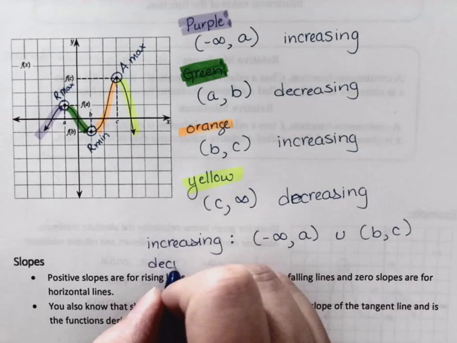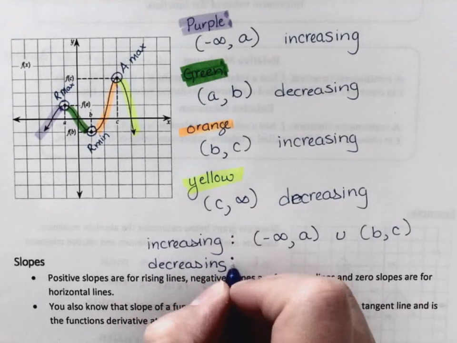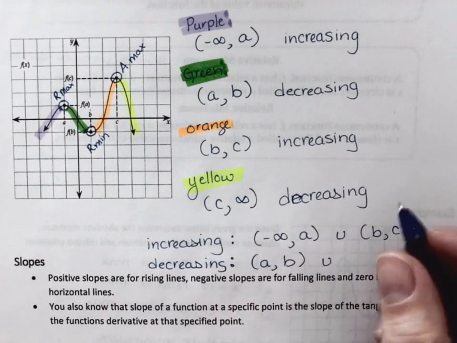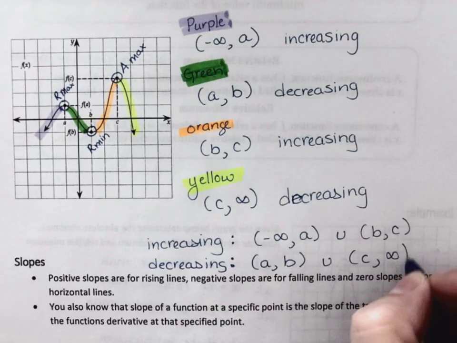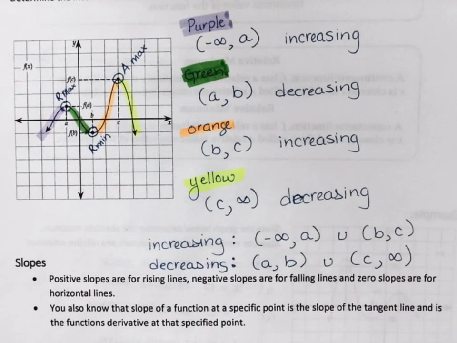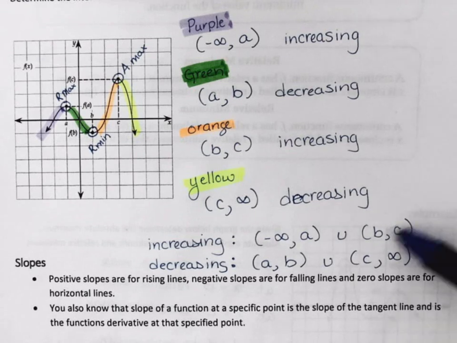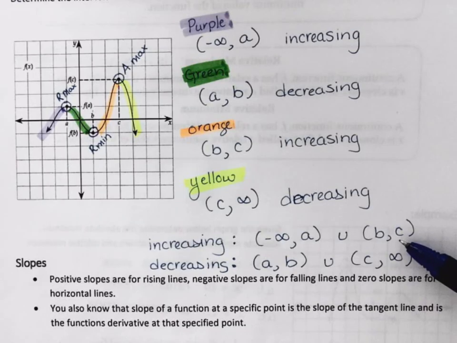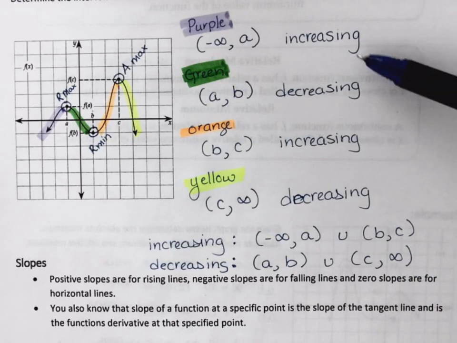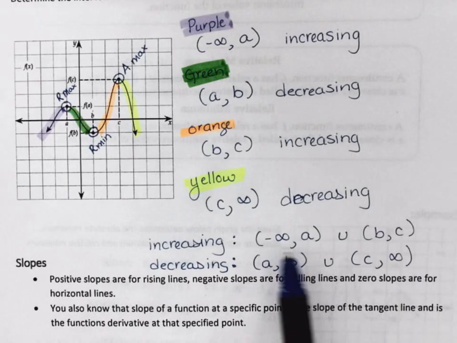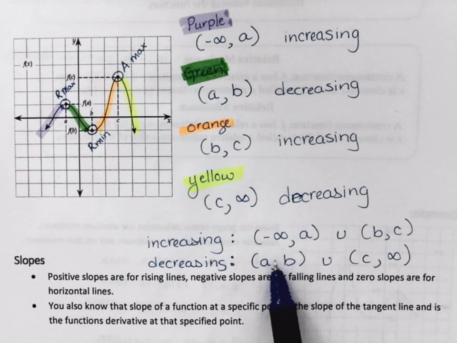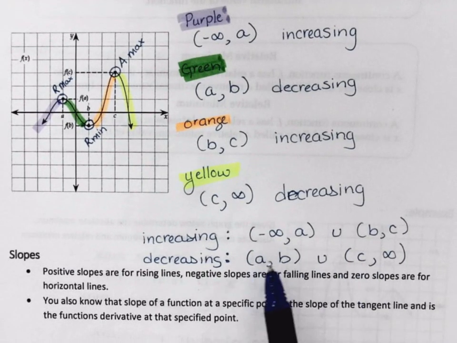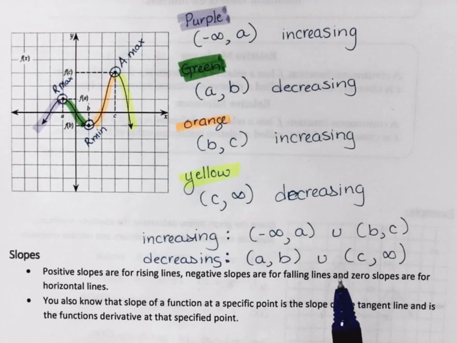There's nothing wrong with writing it like this, but this is more likely how you're going to see it. And then decreasing is going to be from A to B in unison with C to infinity. So it's more likely you'll see it like this. That's probably more mathematically correct to write it like that, but there's nothing wrong with the other if this helps your brain. But please note when you're putting it this way, you always want your lower stuff, your furthest left-hand stuff, to come first in these sets. I wouldn't put C to infinity in unison with A to B, because then they're in the reverse order.